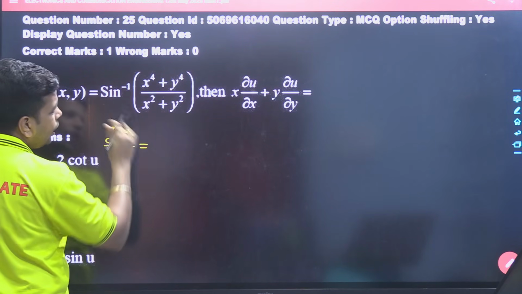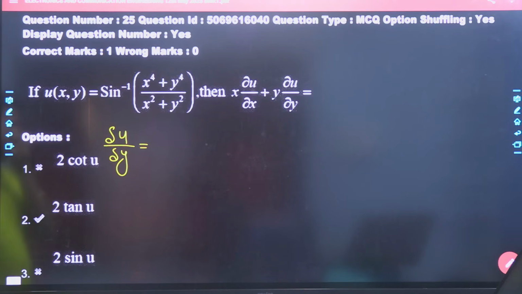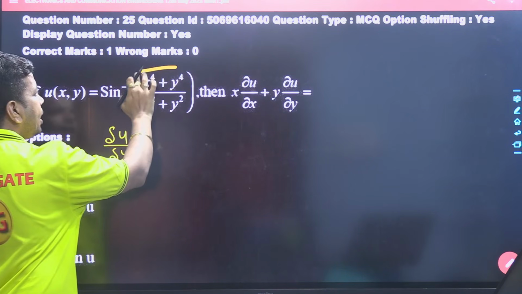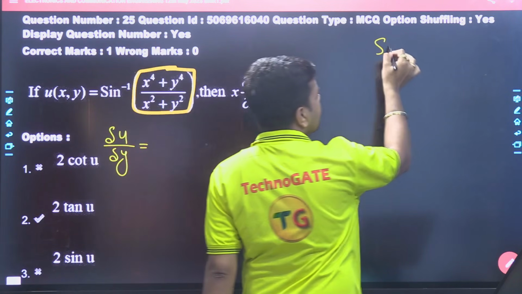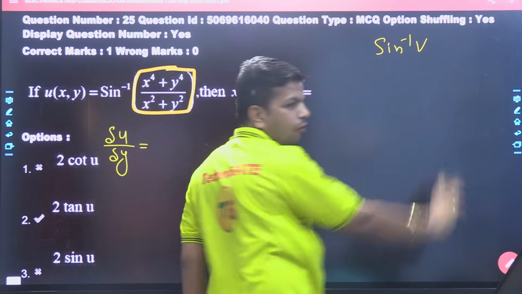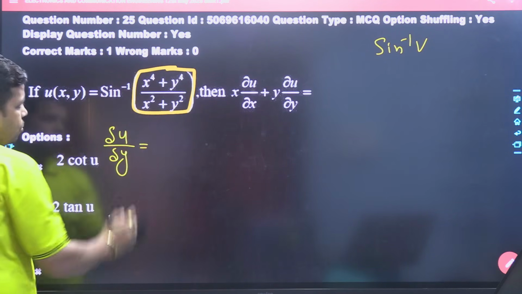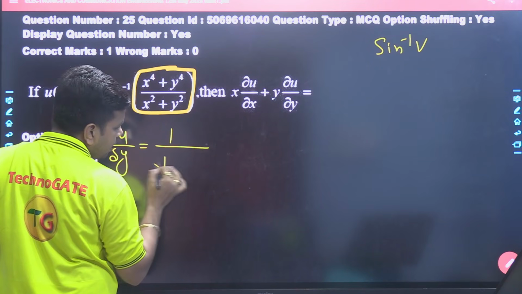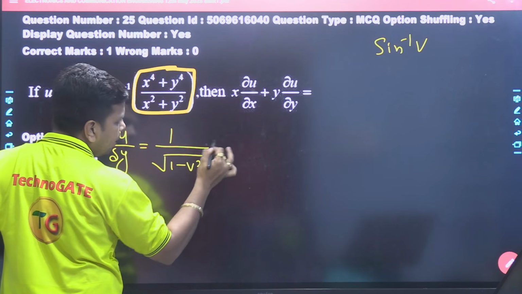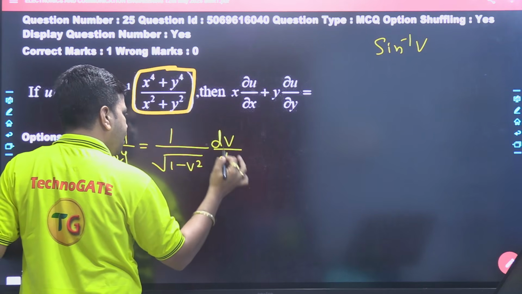Can we say that we need to apply the chain rule for this? Okay, we need to apply chain rule for this. Suppose we are assuming that the complete equation becomes v. So we need to take sine inverse v. Sine inverse v's differentiation with respect to y is 1 upon square root of 1 minus v square times del v by del y.